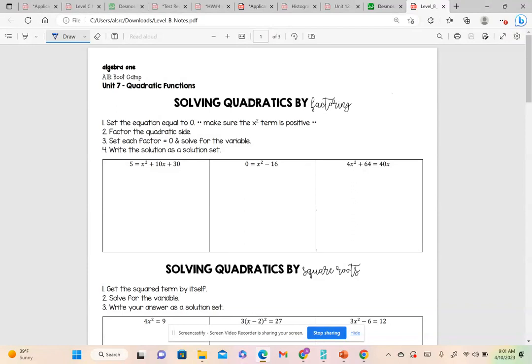So this doesn't equal 0, so I need to subtract 5. So I'm going to have x squared plus 10x plus 25 equals 0. Now, x squared is positive, factors of 25. So 1 and 25 and 5 and 5. And the only way to get to 10 is 5 and 5. So I'll have x squared plus 5x plus 5x plus 25 equals 0. Now group.